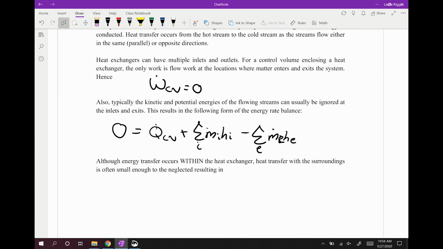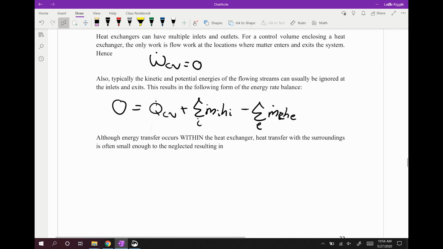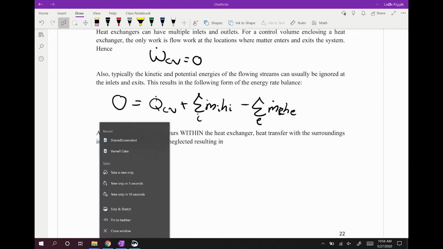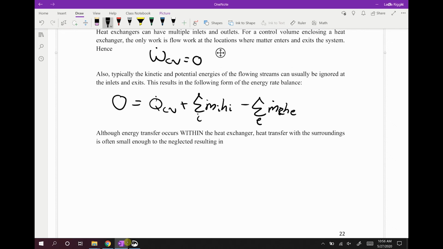Typically, heat transfer only occurs within a heat exchanger, so the heat transfer with the surroundings is often 0, so our energy balance further reduces down to 0 is equal to the sum of the mass flow rate times the enthalpy in minus the mass flow rate times the enthalpy out. So we're going to look at 2 examples.